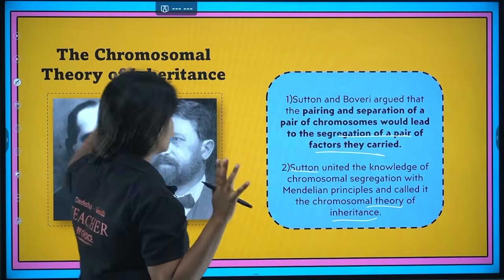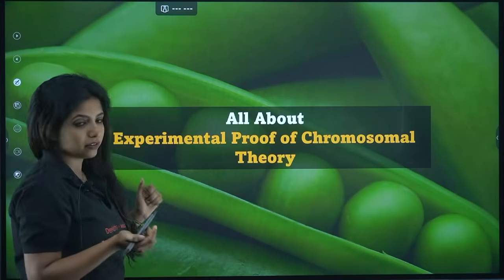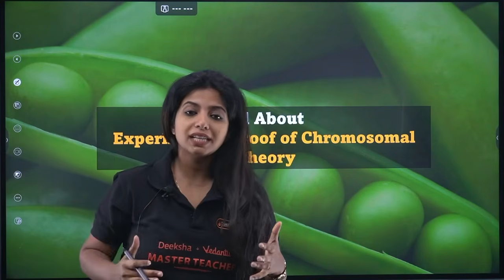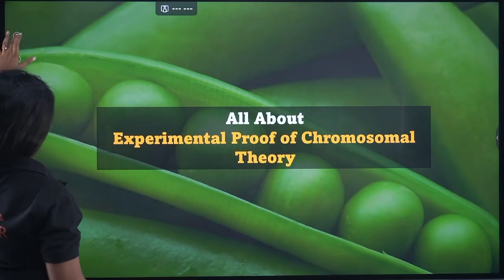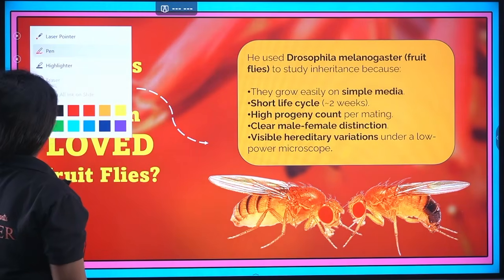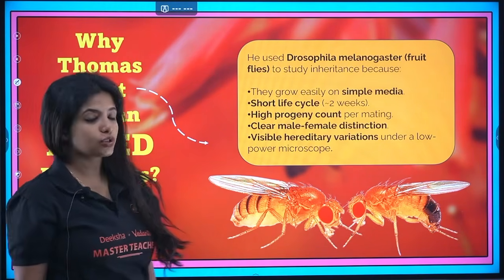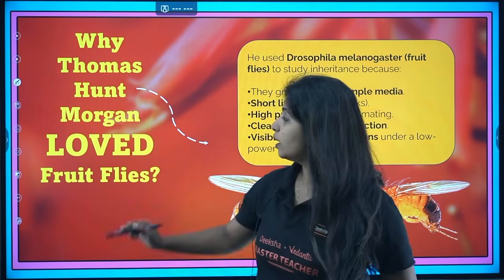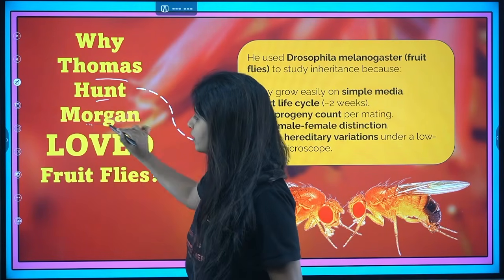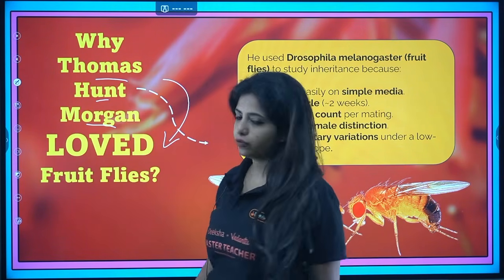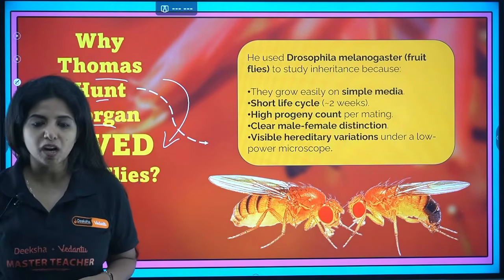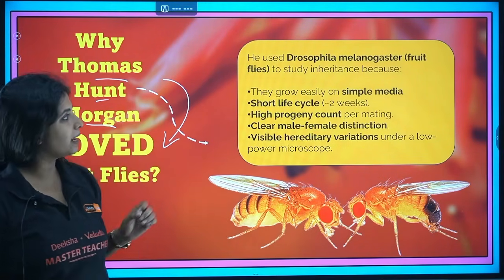Now, obviously, you need to prove this, right? You need to prove all the things that you are basically claiming. So that is why another guy came into the picture and his name was Thomas Hunt Morgan. His name was what? Thomas Hunt Morgan. And why did he love fruit flies? So basically fruit fly is the other name for Drosophila melanogaster. What is it? Drosophila melanogaster.